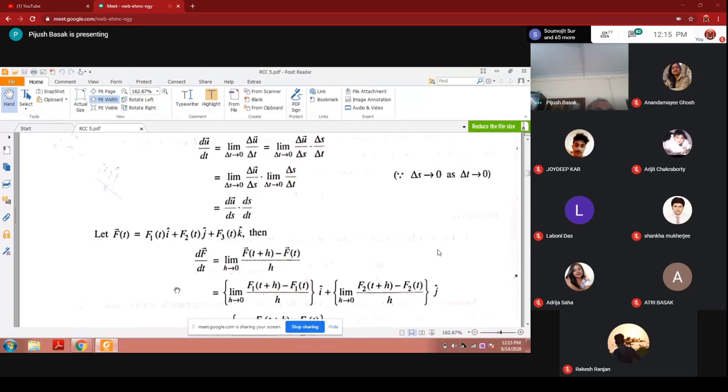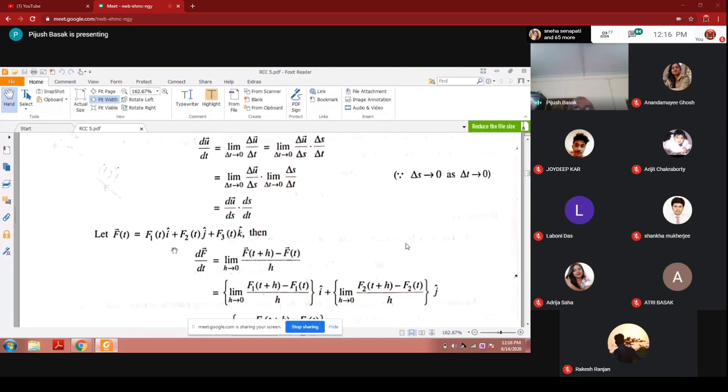Next, f is a vector equal to f1 i plus f2 j plus f3 k. As I told you, if this is a vector, f1(t) is a component along the x-axis, f2 is a component along the y-axis, and f3 is a component along the z-axis. So what will be df/dt?